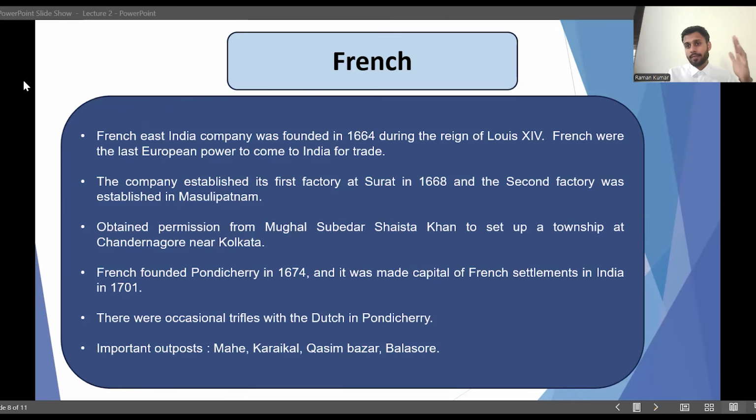Between these, first the Dutch came after the Portuguese, then the English came, then the Danes came, then the French came. So you have to remember this chronology very, very carefully. So the French company also established its first factory in 1668 in Surat, and its second factory in Masulipattnam.